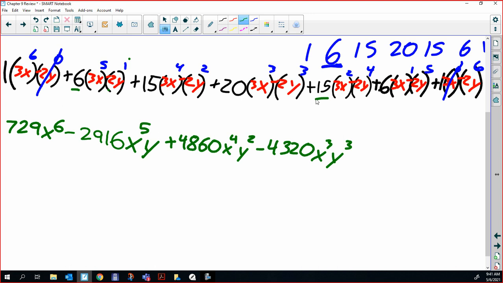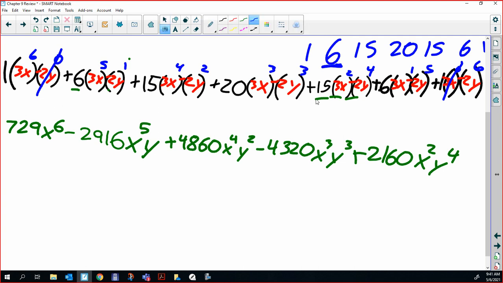15 times 3 squared. So 15 times 9 times negative 2 to the 4th, that would be positive 16. So 15 times 9 times 16 is 2160. X squared y to the 4th, and then I'm out of space, so I'm just going to continue it on the next line, which is okay.